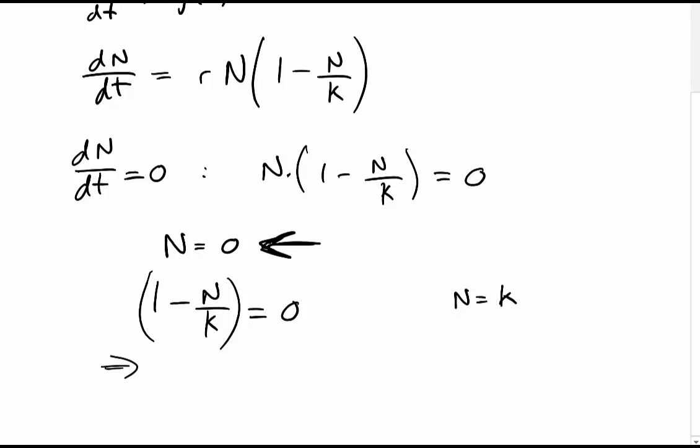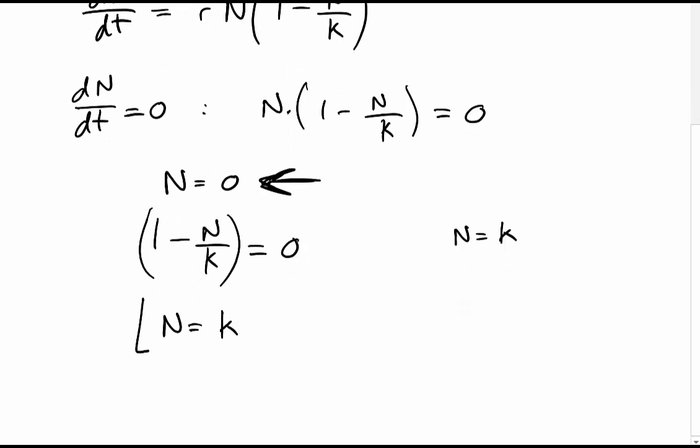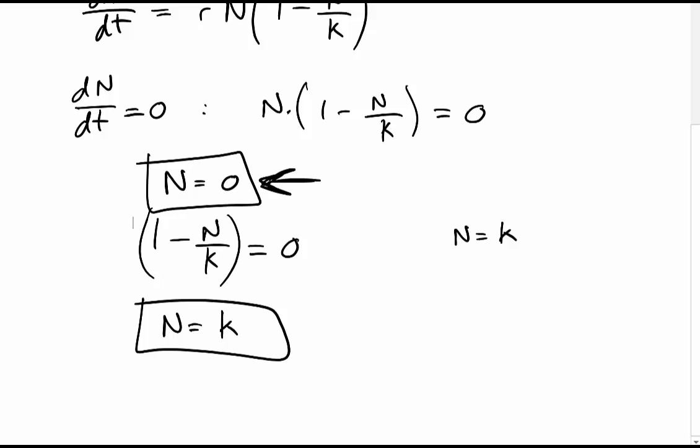So we get 1 equals n on k. I'll just take the n on k on the other side. So therefore, when we multiply through by k, we get n equals k, as expected. So those are our two equilibrium points, that one and that one. And that kind of makes sense.